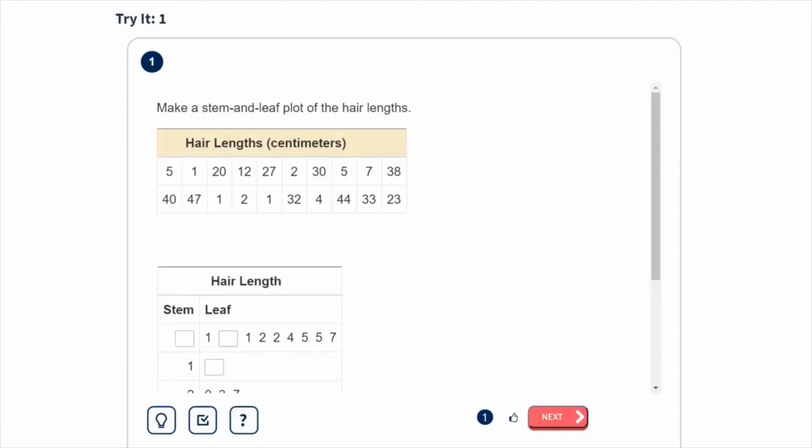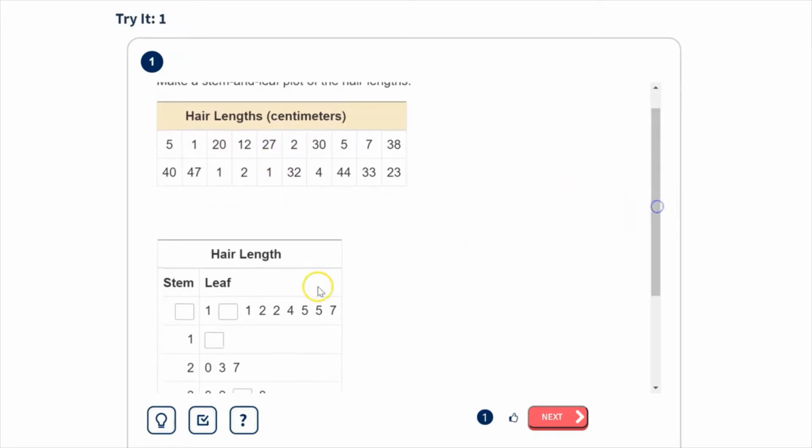So let's make a stem and leaf plot here. We can see a bunch of these different hair lengths: 5, 1, 20, 12, 27, and so on. We've got a blank left here in this stem, but we can tell, looking at this, we've got 1, 2, 1, 4. These are all single digits, and we can tell the other ones have 2 digits, so the stem in this case will represent the tens place of our numbers, and the leaf will represent the ones place.